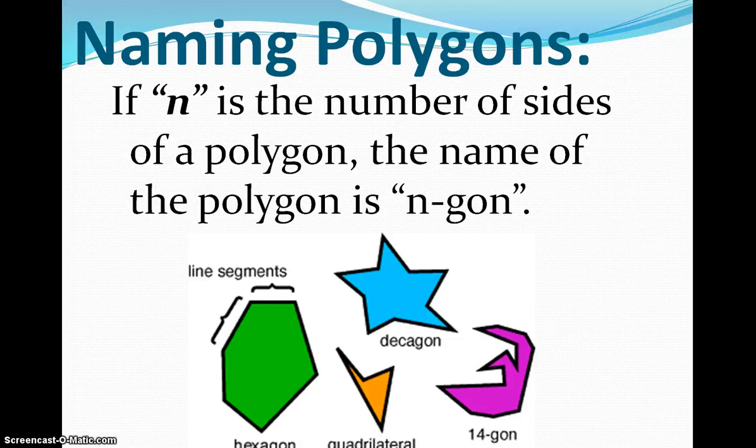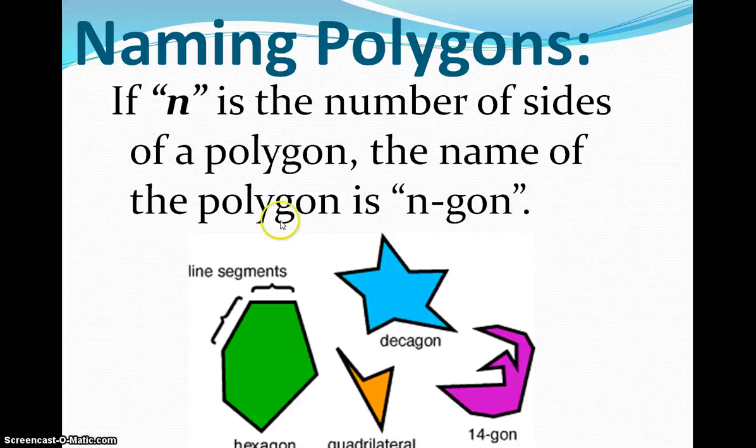If we're going to name polygons, obviously there are special names for more common polygons that we use, but in general, if n is the number of sides of the polygon, the name of the polygon is an n-gon. This is typically what we use when we start getting into the more complicated shapes. Like if you look down here, here's a 14-gon. There are going to be 14 sides in this shape. So if 14 is the number of sides of the polygon, then the name of the polygon is a 14-gon.